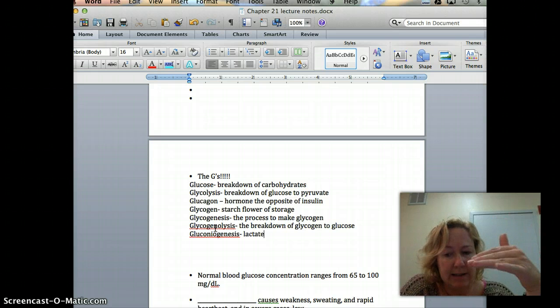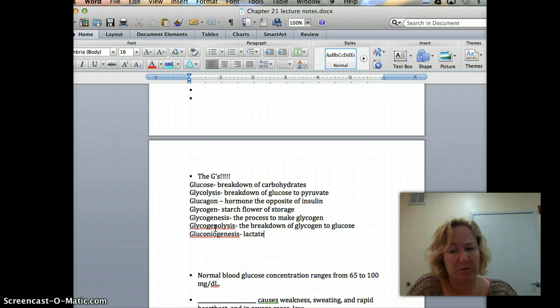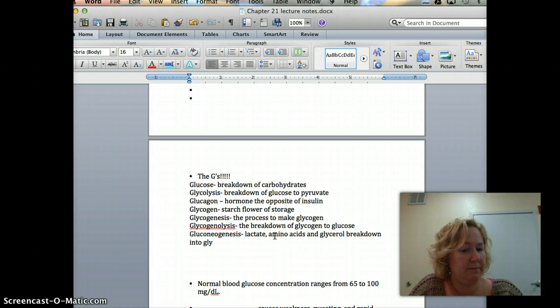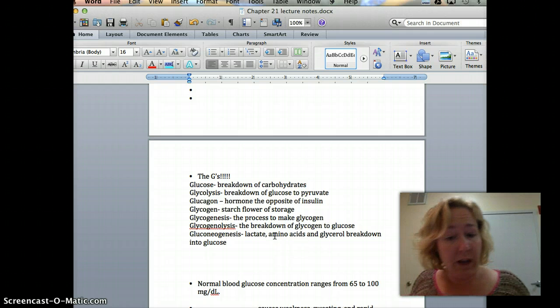You make lactate, you make sometimes other stuff, but gluconeogenesis, that's spelled wrong, gluconeogenesis, breaks that puppy back down. Lactate, amino acids. This is when we talk about proteins, and glycerol. Glycerol breakdown into glucose. And that, my friends, is the G's. That's just the beginning, folks. That's the G's. Okay. I wanted to get those down.